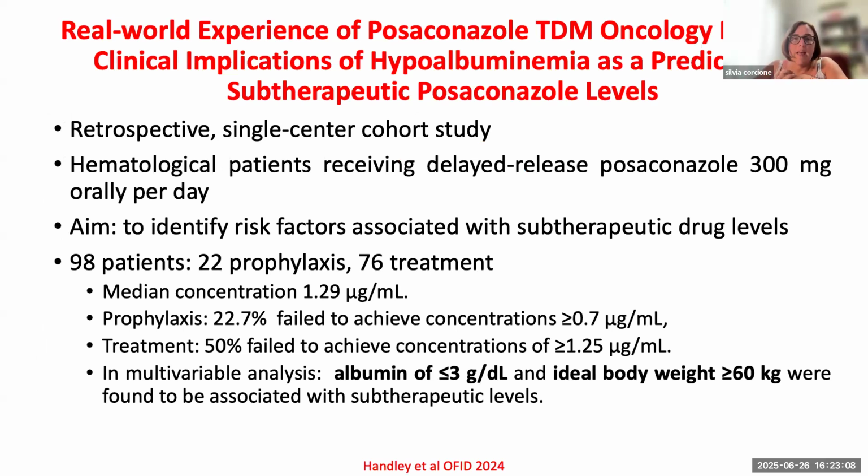Here is one real-world experience of the use of posaconazole therapeutic drug monitoring in oncological patients. In this paper published in Open Forum Infectious Diseases last year, the authors evaluated the use of TDM in their cohort of oncological patients, so hematological patients, not only acute myeloid leukemia. But what they found is that above 22% of patients failed to achieve satisfactory concentration for prophylaxis. So that group of patients might be at higher risk for breakthrough infection or failure of prophylaxis.